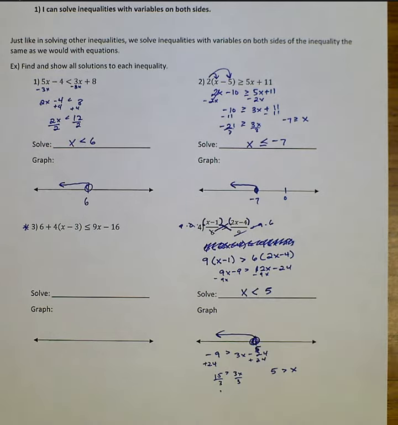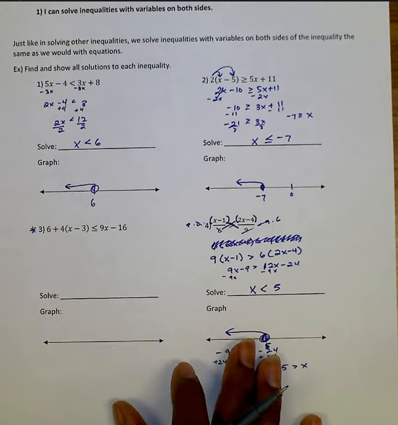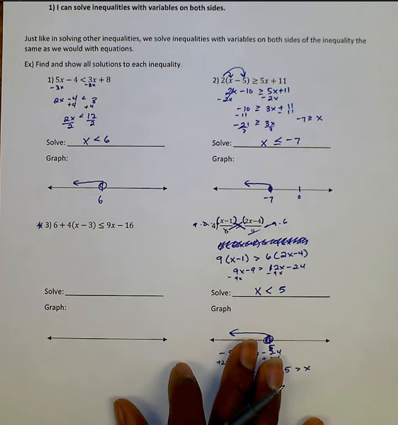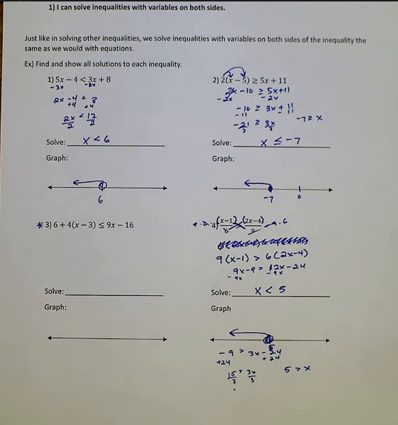Alright, so with variables on both sides, we can do that with equations and inequalities. You'll see that really the process is the same thing. You just got to make sure that you keep your signs how they should be and solve through them.